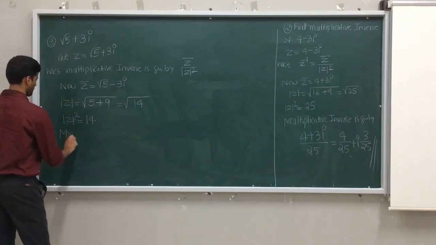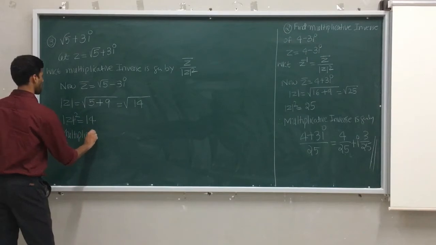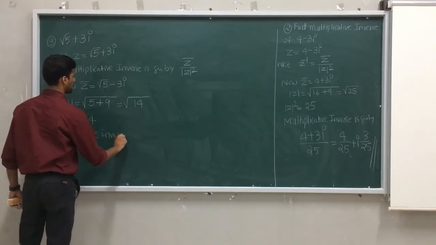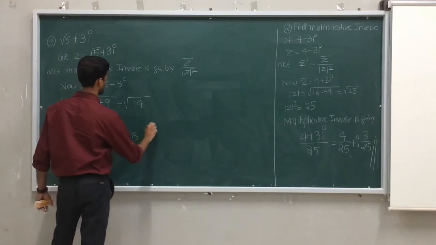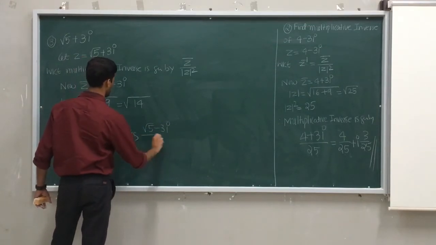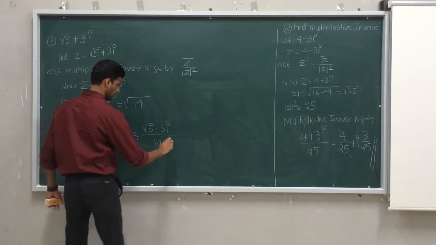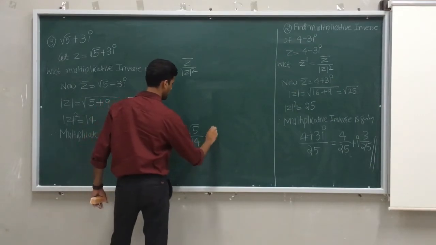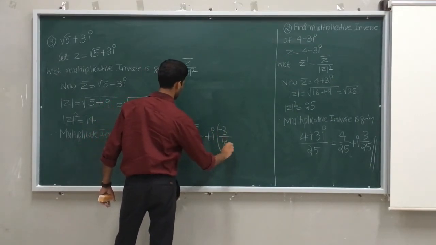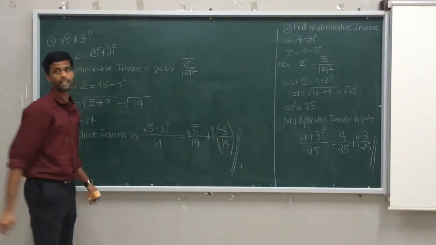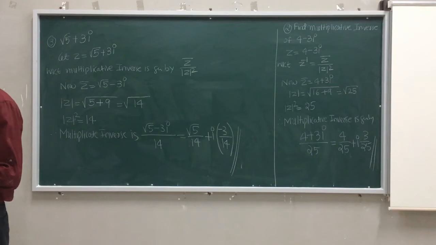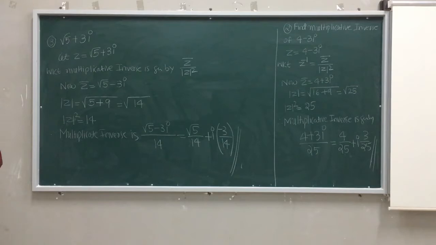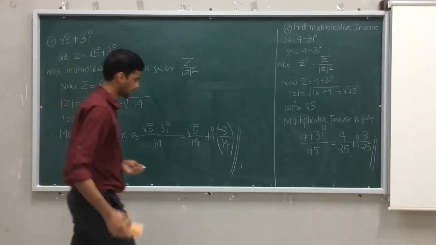Therefore the multiplicative inverse is z bar, that is root 5 minus 3i divided by 14, which in turn you can write as root 5 by 14 plus i times minus 3 by 14. So that is the multiplicative inverse of this particular question. It is all possible because of the formula: root 5 by 14 minus i times 3 by 14. So that is called the multiplicative inverse.